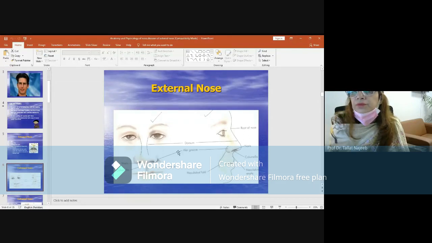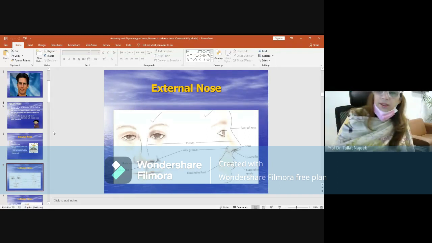So this part is the bridge of the nose. This is the root, this is the tip, the bridge of the nose, anterior part, posterior part, cephalic region, caudal region. And this membranous part is called the columella. And the angle between the upper lip and nose is called the nasolabial angle.